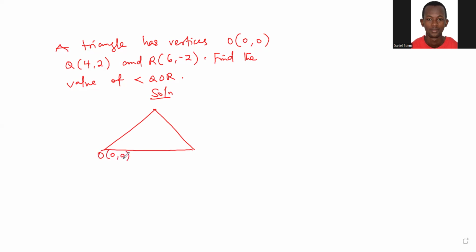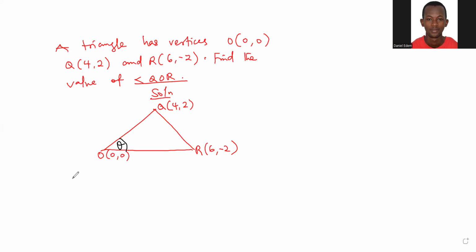So what it means is, for example, if there's a triangle O, which means from the origin (0, 0), Q, which is (4, 2), and R, which is (6, negative 2). And we have to find angle QOR, which means that the concentration is here. So basically, this means you are looking for an angle between two vectors.